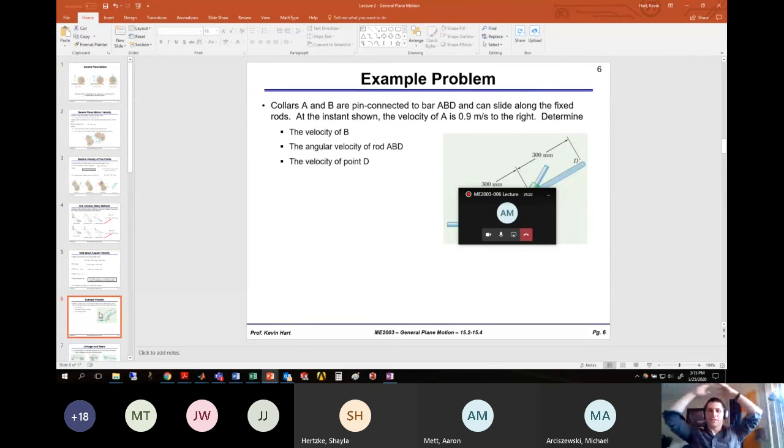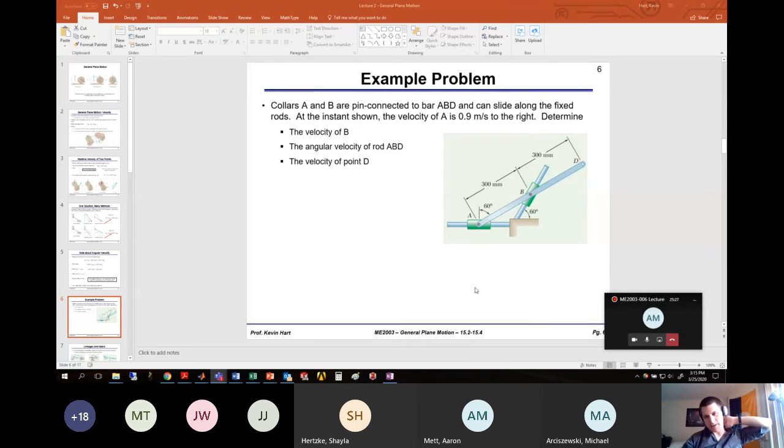So with that in mind, let's do a relative velocity problem. So I'm going to move this guy out of the way. And here we have a relative velocity problem where we're looking at a rigid body, which is this link ABD. So collars A and B are pin connected to ABD. So here we have pin connections of these collars, one at A, one at B. And they can slide freely along these particular directions. So we want to know, at the instant shown, the velocity of A being 0.9 meters per second to the right. So that's this point here, moving 0.9 meters per second to the right. We want to determine the velocity of this particular point.